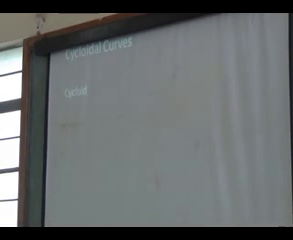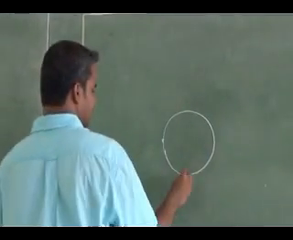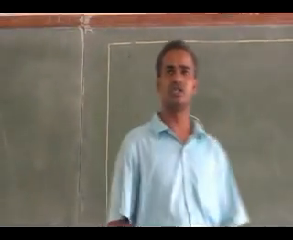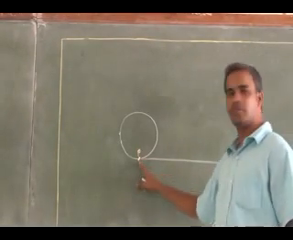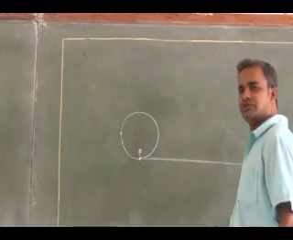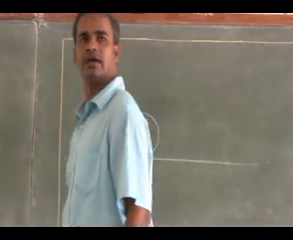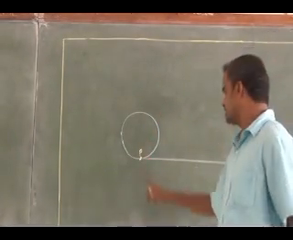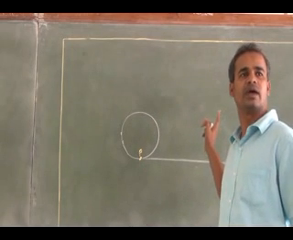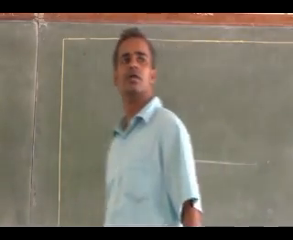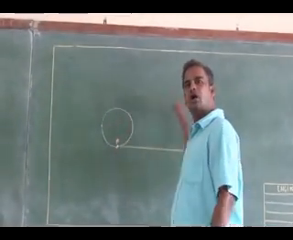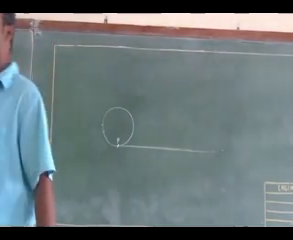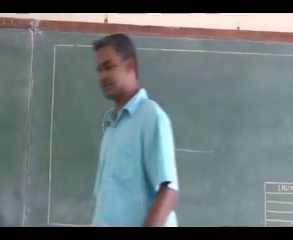Cycloid, if you see, is nothing but, suppose I have a circle. So I am marking a point on this circle. Say this is P. If this circle rolls on a straight line, this point P of the rolling circle will occupy various positions. If I connect that locus, I will get a cycloid. That is defined as a cycloid.